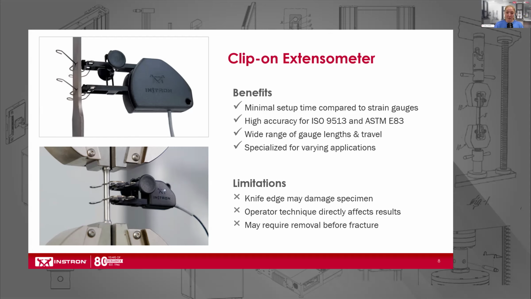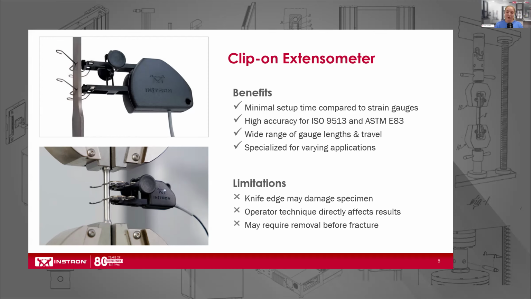That sensor will convert displacement into strain. We have some examples on the left side of the screen. You can see that clip-ons come in a variety of different sizes. The top image is a clip-on that accommodates a 50 millimeter gauge length, while the bottom image accommodates a smaller 25 millimeter gauge length.